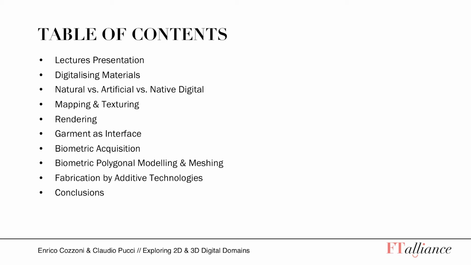The second part, the 3D part, is related to presenting the garment as a potential interface. We have worked a lot in terms of smart wearables. We will start by showing one of our prototypes, and we will show how it is possible from the biometric acquisition to go through the polygonal modeling, meshing, and obtaining the digital model of potential interfaces that you can produce by additive production. It means 3D printing.